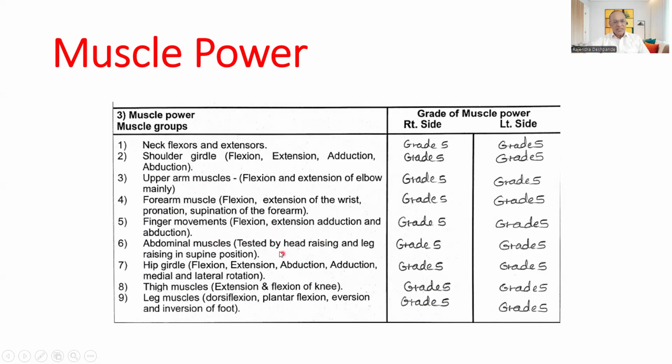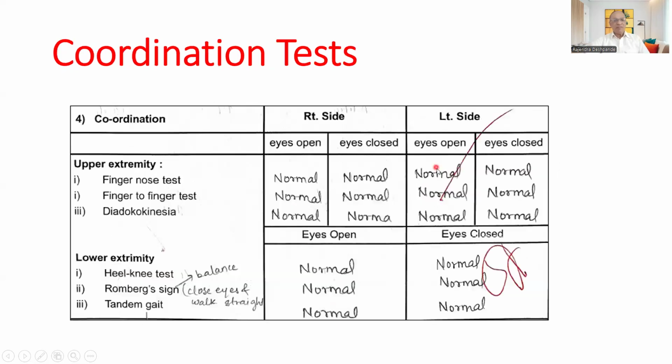Abdominal muscles tested by head raising and leg raising in supine position. Now hip girdle, flexion, extension, abduction, adduction, medial and lateral rotation. So these are the movements according to the different muscle groups. In the thigh muscles, extension and flexion of knee. In the leg muscles, dorsiflexion, plantar flexion, eversion and inversion of the foot. So in these all healthy volunteers, the grades are 5.